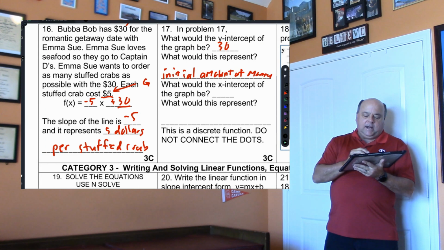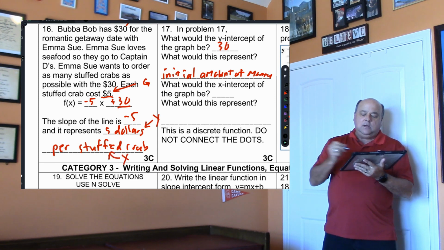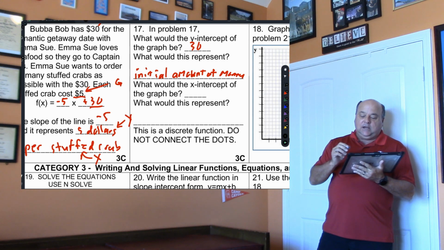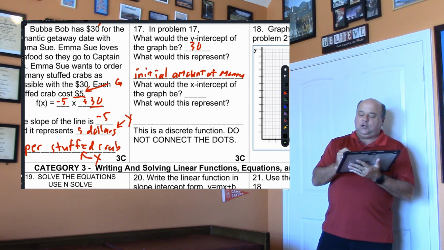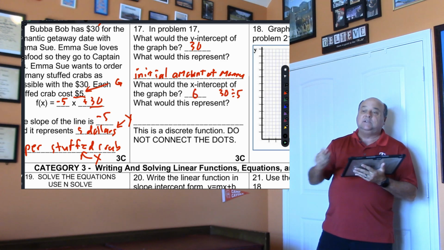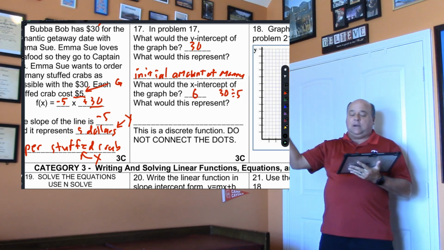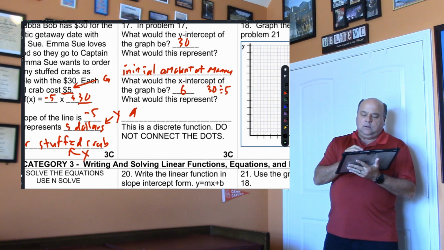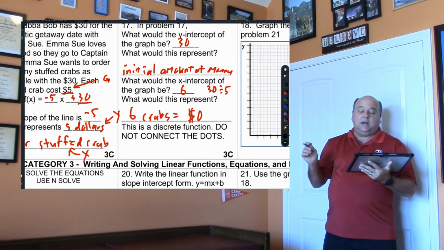And remember, this right here is my y and this is my x, right? So those are the x and y axis labels. The x-intercept of the graph would be, remember, you're going to do 30 divided by 5, aren't you? And you would get 6. So they could get 6 crabs and they run out of money. It represents 6 crabs. Sorry about that. 6 crabs equals $0. They run out of money, right?